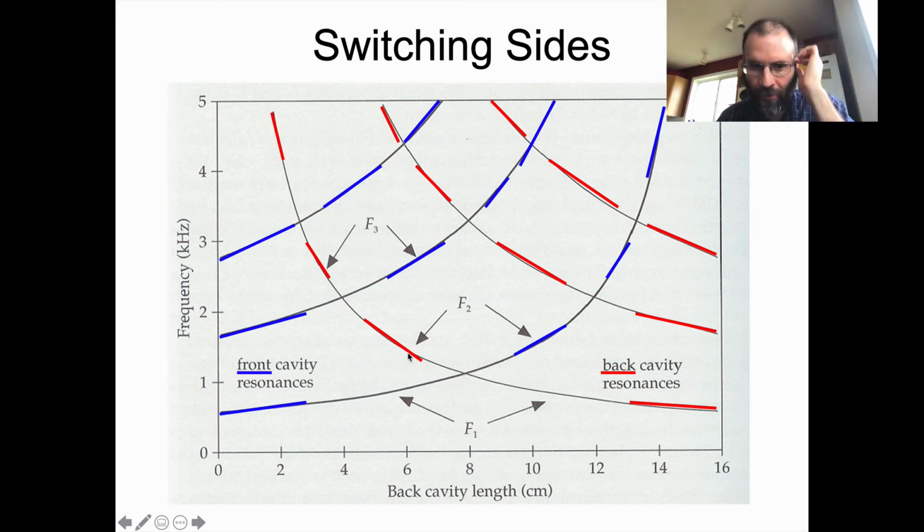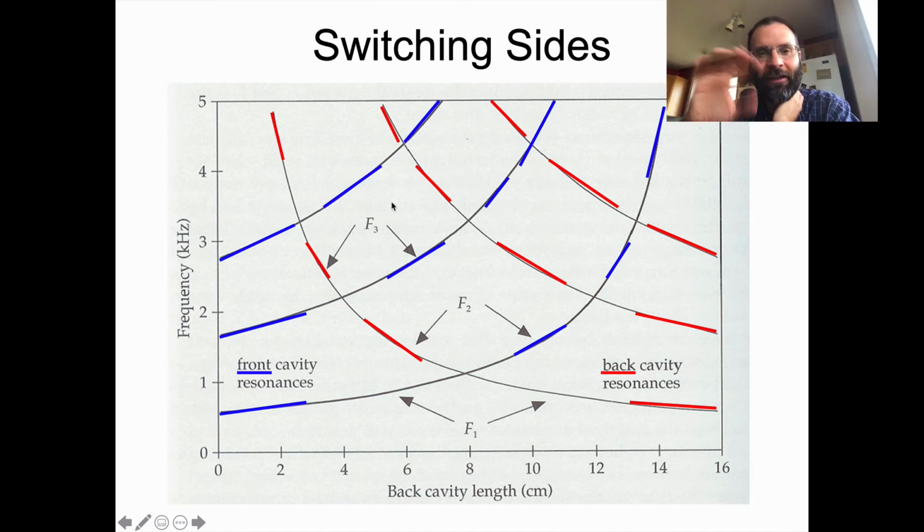The thing to notice here is F1 comes from the front cavity. F2 comes from the back cavity because it's the lowest frequency resonance for the back cavity. When I get to F3, that's actually F2 for the front cavity. And I can't really tell. I picked a bad example. They're kind of tied here between F4 and F5.